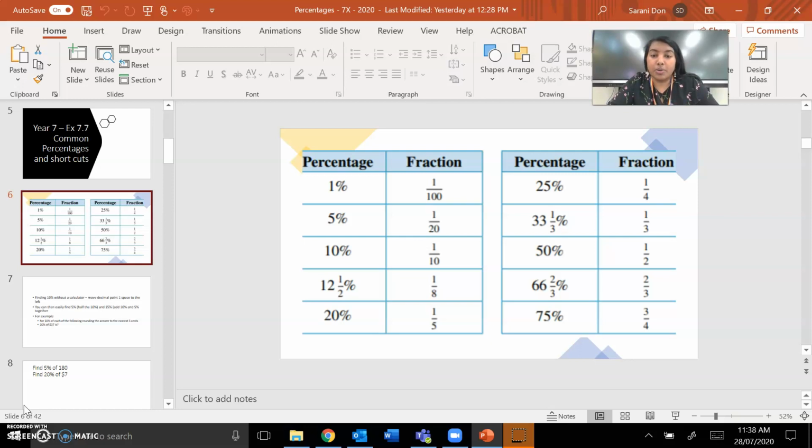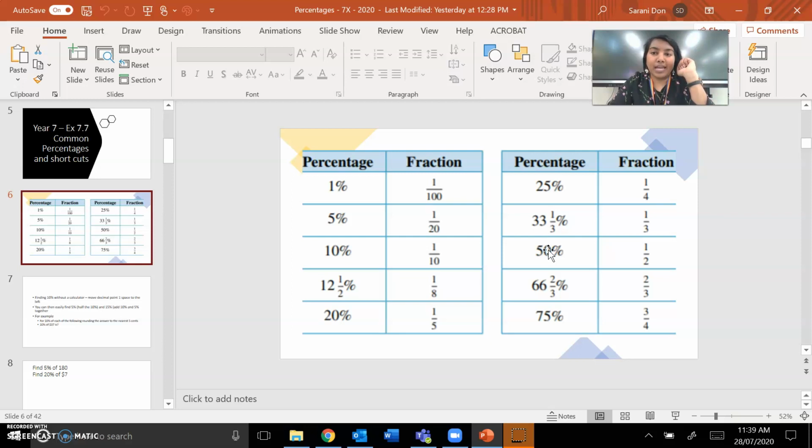So this table is showing you common percentages and their fractions. So 1% we know is 1 out of 100, 5% is 1 out of 20, etc. If you have these in the back of your mind, most of you guys are familiar with this. For example, 25% you know is a quarter. 33 and 1/3 is the same as 33.33333, the same as 1/3. 50% is half, etc. So this is just a table that summarizes common fractions and percentages that are used.